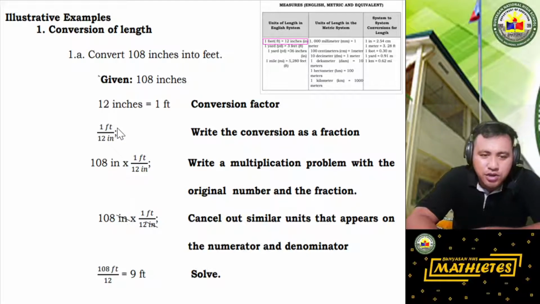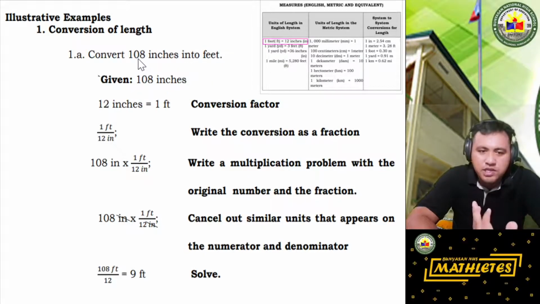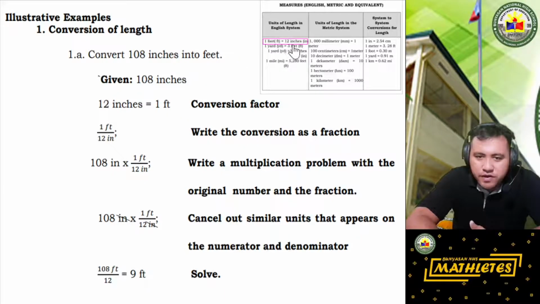So, ito yung nangyari. Dahil inches yung given, kailangan i-convert si inches to feet. So, from inches to feet. Maghahanap tayo dito sa conversion table. Okay, dito, merong feet at foot at saka inches. Okay, 1 foot is equal to 12 inches. So, ito yung gagamitin natin, conversion factor. We can write this as a fraction: 1 feet over 12 inches.